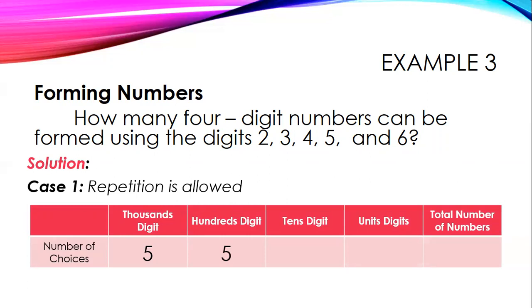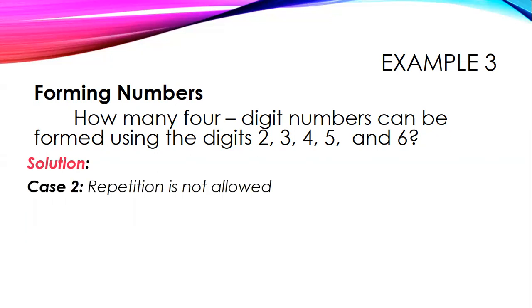And tens digit again, since pwedeng umulit, pwedeng repetition, so we have 5 choices. Okay? And lastly, sa units digit, we also have 5 choices since repetition is allowed. So to get the total number of numbers, we need to multiply 5 times 5, 25, times 5, 125, times 5 is 625. So total number of numbers is 625 if repetition is allowed.